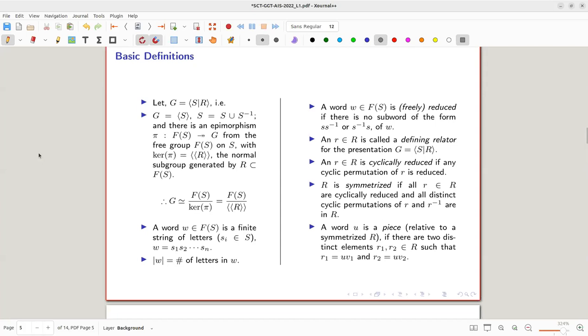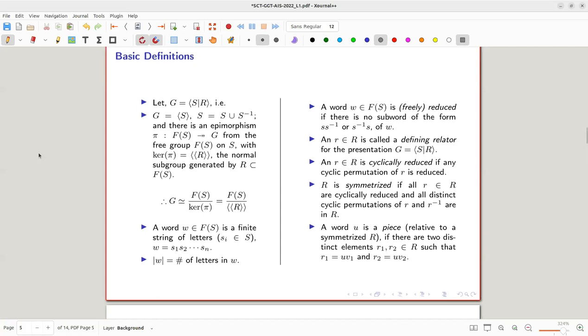So what we mean by a reduced word is essentially a freely reduced word, that is, it does not have any subword of the form S S inverse or S inverse S. That is what we call a freely reduced word. And R is a relator if it is an element of capital R. R is cyclically reduced if a cyclic permutation of R is reduced.